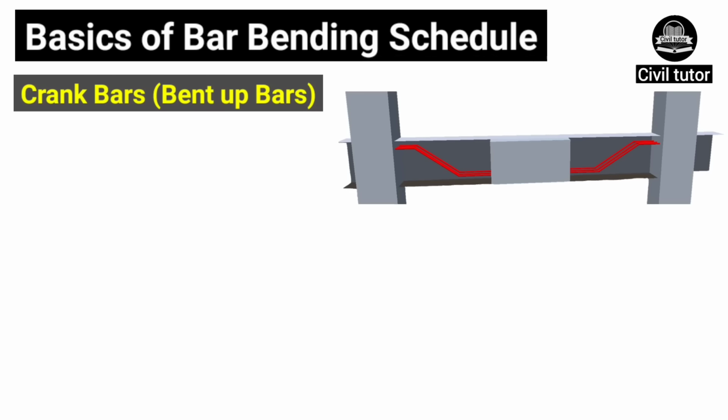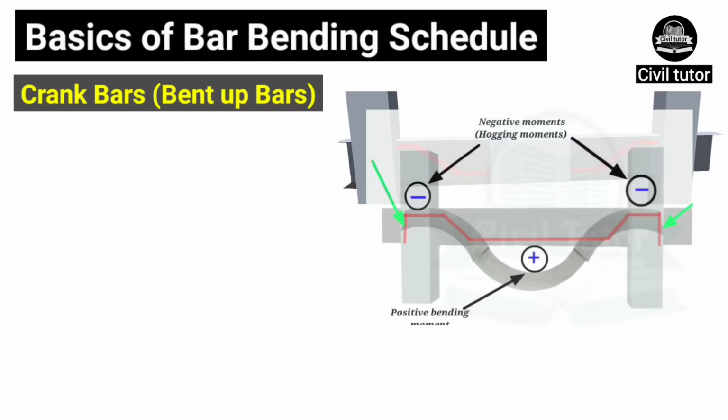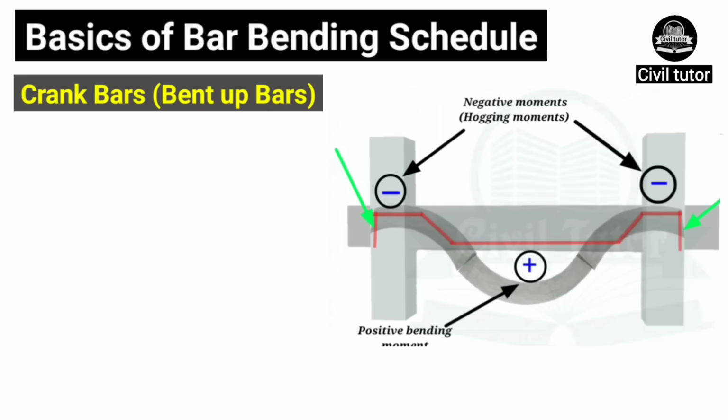The next topic is about crank bars or bent up bars. Cranked bars are those bars which can resist a negative bending moment or simply hogging moment. Bent up bars are provided in slabs as well as in beams, since these members are subjected to tensile stresses.